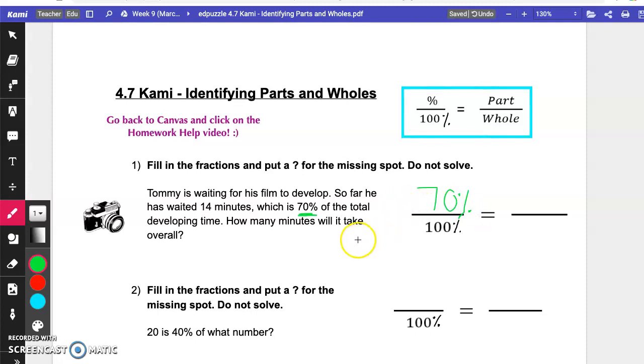Now let's go back. Let's read the problem. Let's figure out what's going on. It says fill in the fractions and put a question mark for the missing spot. Don't solve it. We're not there yet. We will work on that next time. Tommy is waiting for his film to develop. So far, he has waited 14 minutes, which is 70% of the total developing time. How many minutes will it take overall?